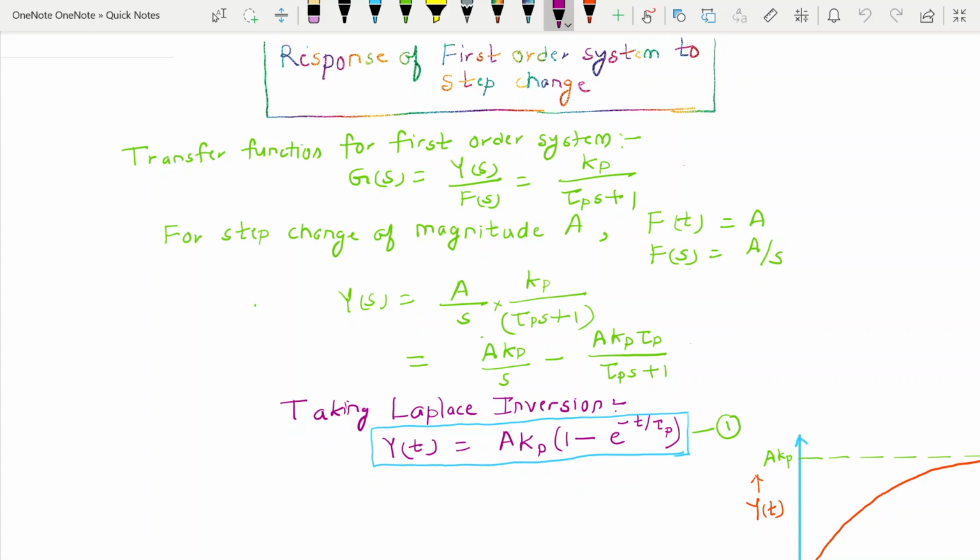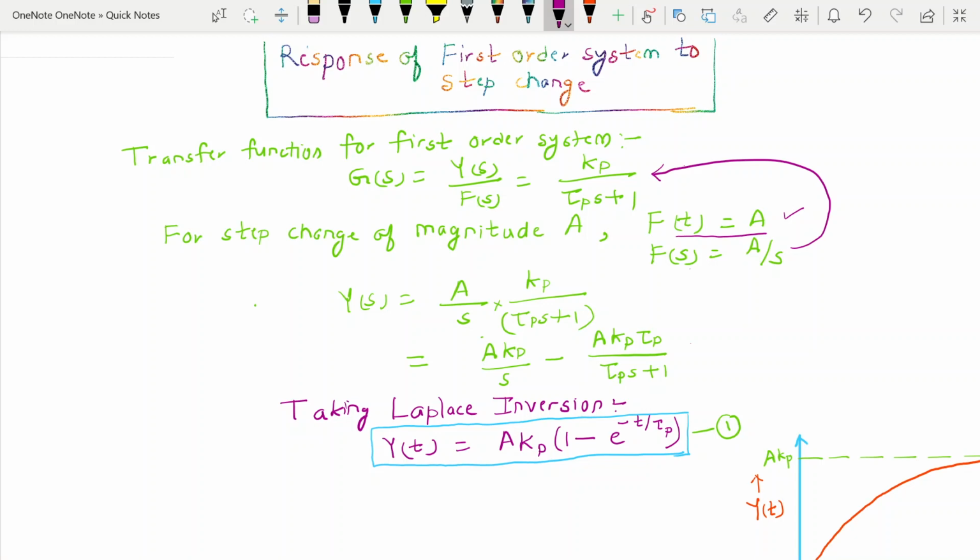of magnitude A, this f(t) input can be defined as f(t) equal to A. So this is the step change of magnitude A. If I take the Laplace transform of this, then what will happen? This f(t) will get converted to F(s) and A will get converted to A by s. Now what will I do? I will put this F(s) equal to A by s in this equation. Okay, then it becomes Y(s) equal to A by s into Kp upon τp s plus 1.